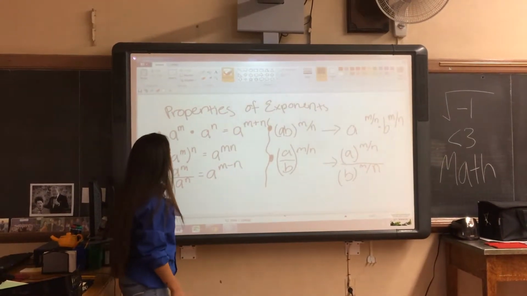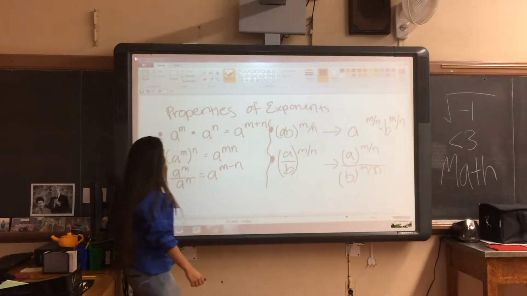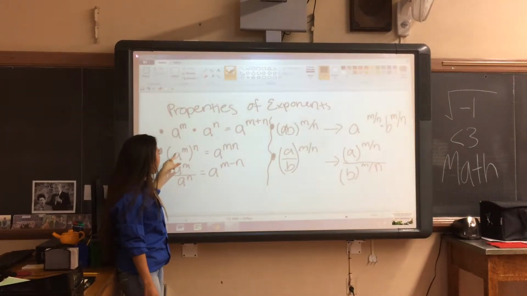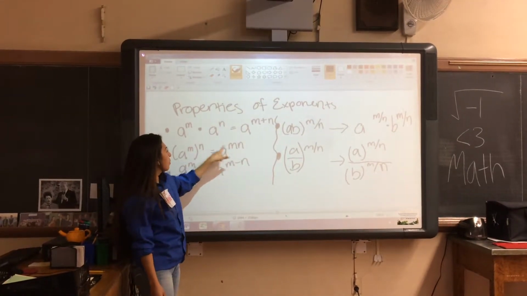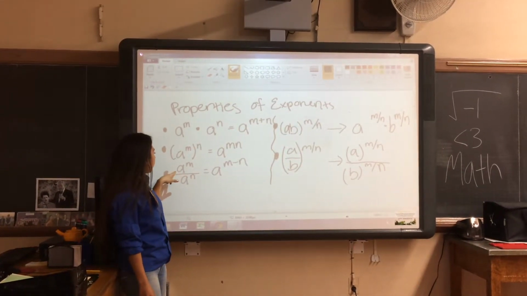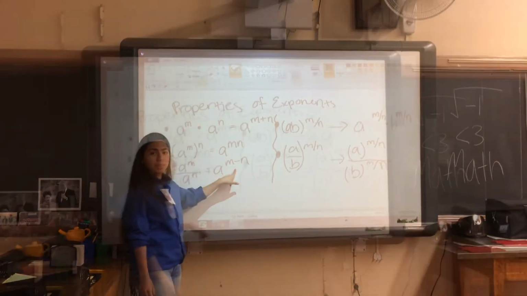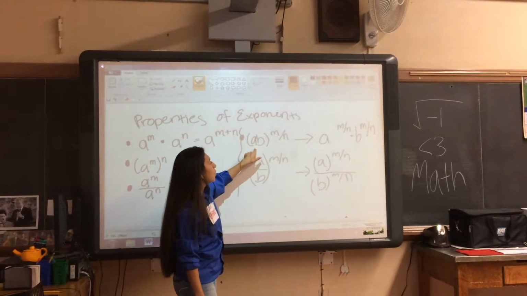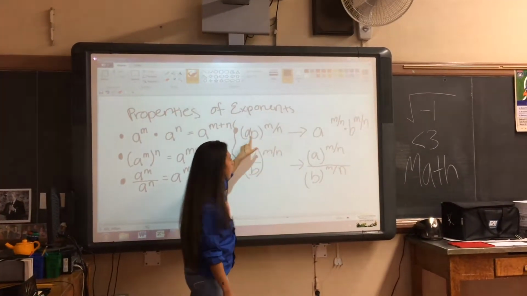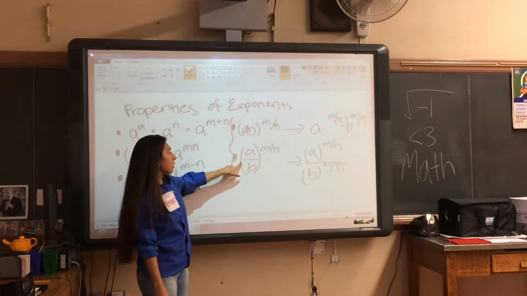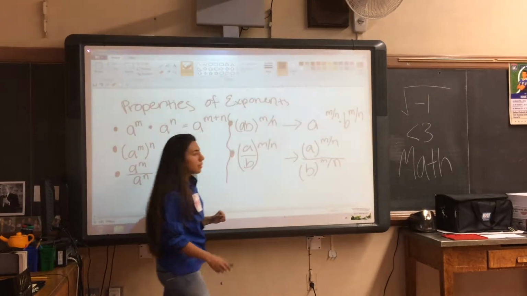Properties of exponents. When you're multiplying exponents, you add the exponents. When you have a number raised to a power and raised to another power, you multiply both the exponents. When you have exponents that you're dividing, you're subtracting. When you're multiplying two numbers together raised to a fractional power, you distribute the fractional power to A and B. And when you're dividing by a fractional power, you're distributing again to both A and B.